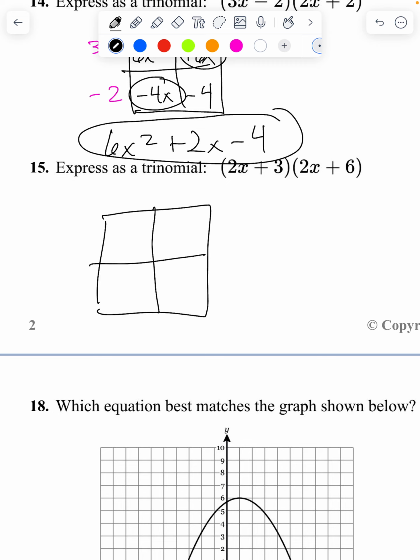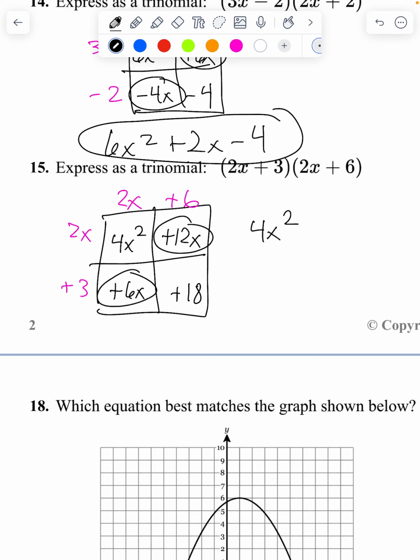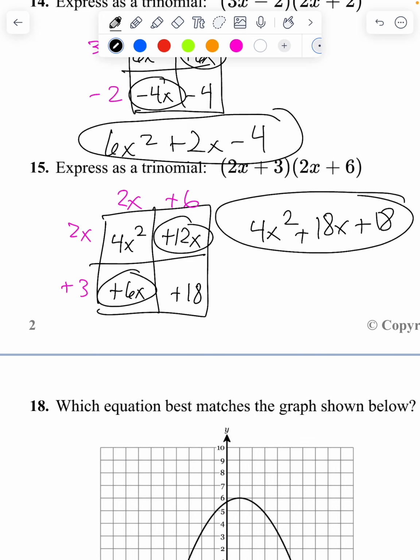So here we go again. 2x plus 3, 2x plus 6. Get 4x squared plus 12x plus 6x plus 18. This will be 4x squared. Put these together, it's 18x plus 18. We're done.